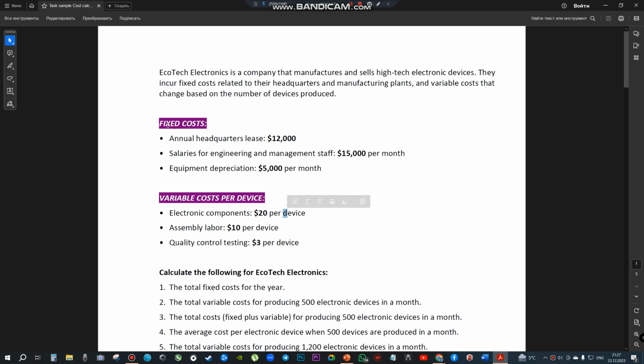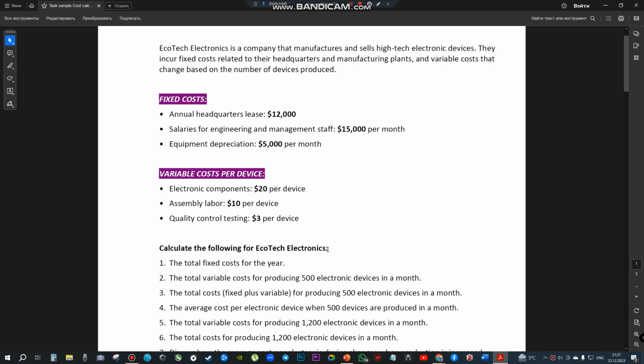You remember that fixed costs don't change based on the number of units produced, while variable costs are the costs that change depending on the output. Assembly labor, $10 per device. Quality control testing, $3 per device.